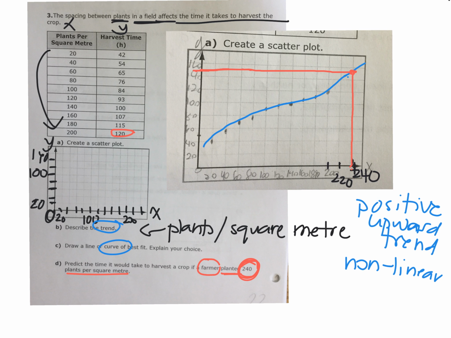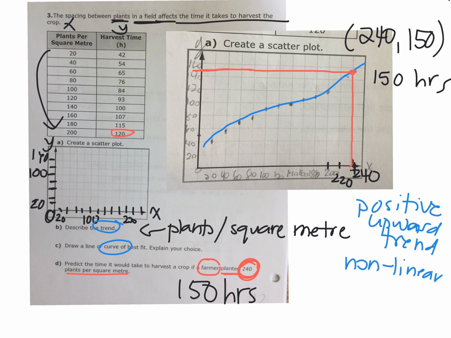Approximately 140. It looks like 150 on here. 150 hours. Yeah, I got the same thing. Okay, so the point is located at 240, 150. Did anyone get 240, 140? Did anyone get 130? Okay, 150, 140, 130, all of these are acceptable answers. There is no one right answer. It depends on your own graph and your own curve.